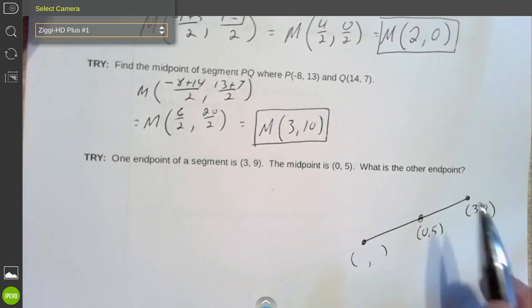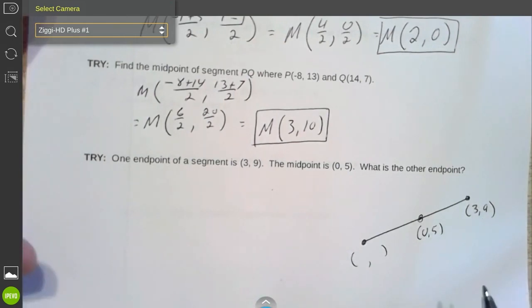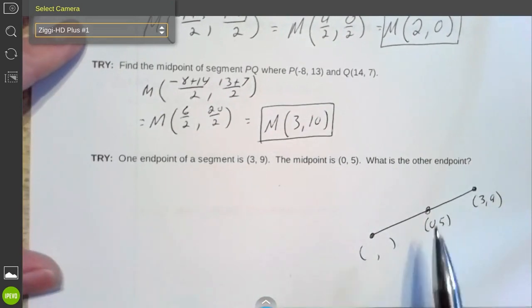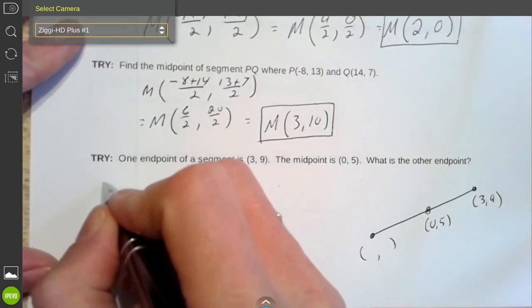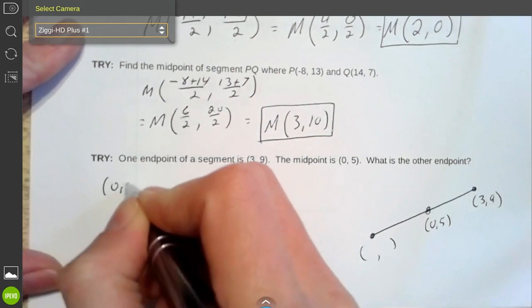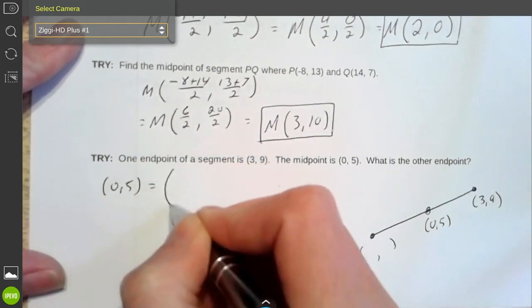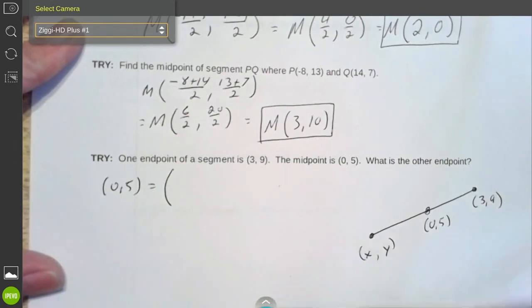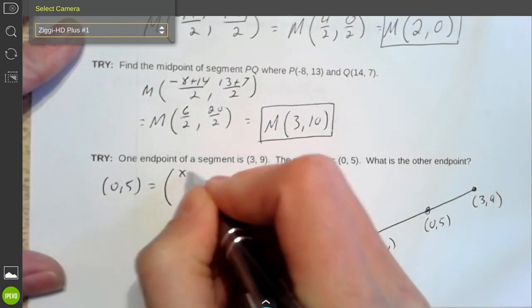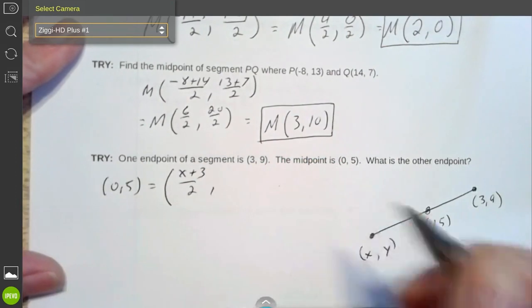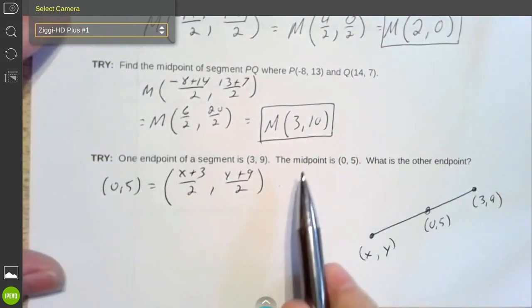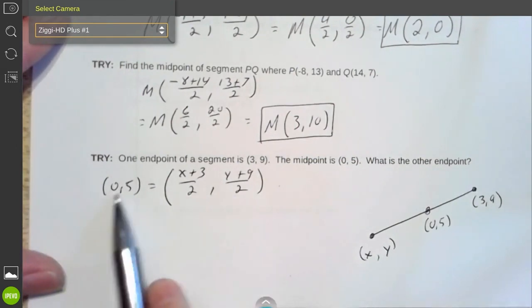Okay, so you probably thought your way through it and came up with an answer. Here's how I would approach it mathematically, because sometimes the numbers can get messy. The midpoint is (0, 5), and that's going to be equal to the average of my x's and y's. So I'll call this (x, y). So (x + 3)/2 and (y + 9)/2. So that's using my midpoint formula to get the midpoint.